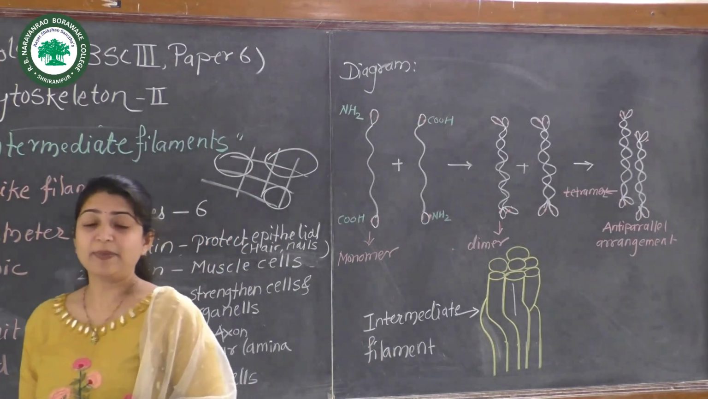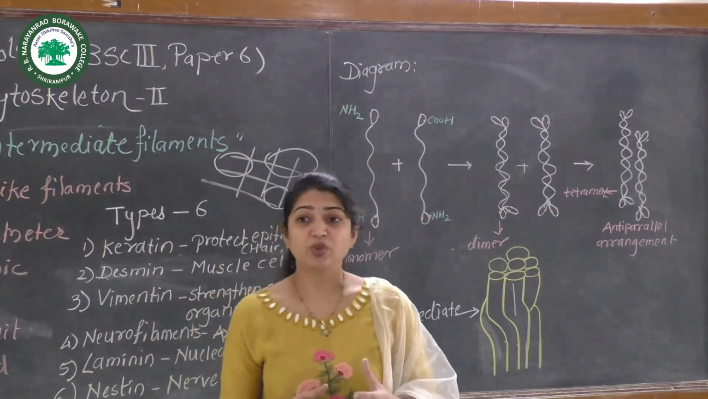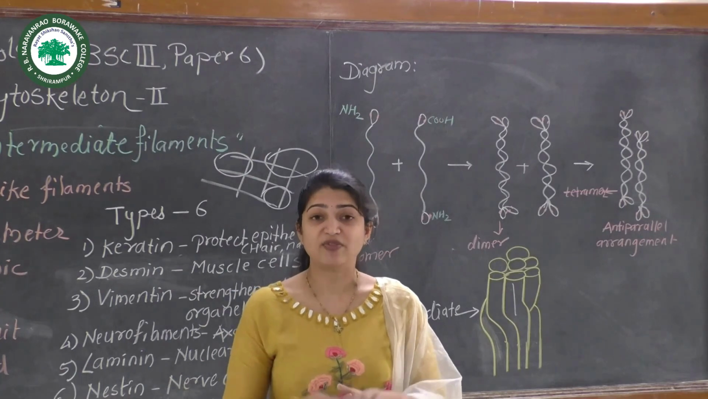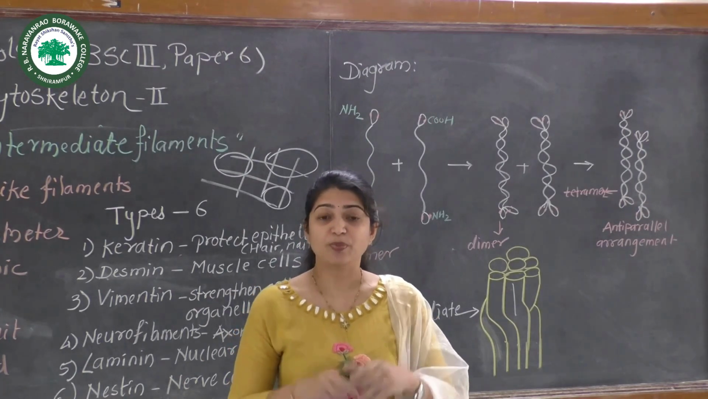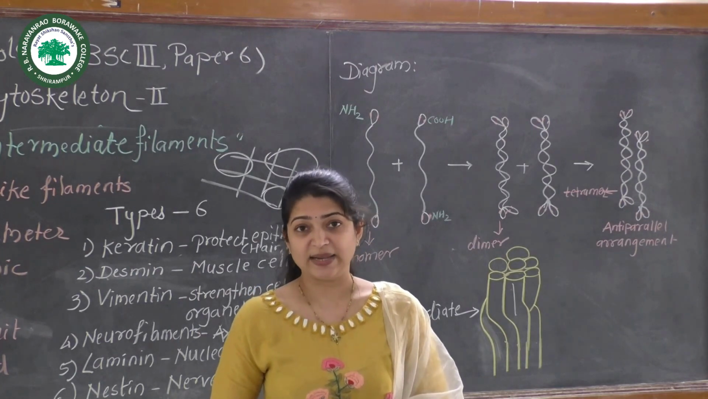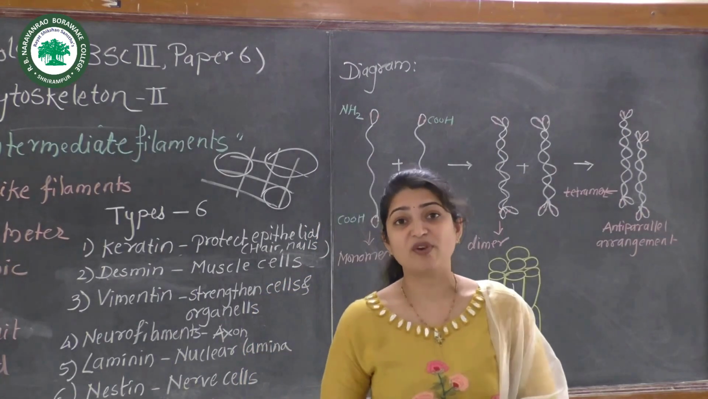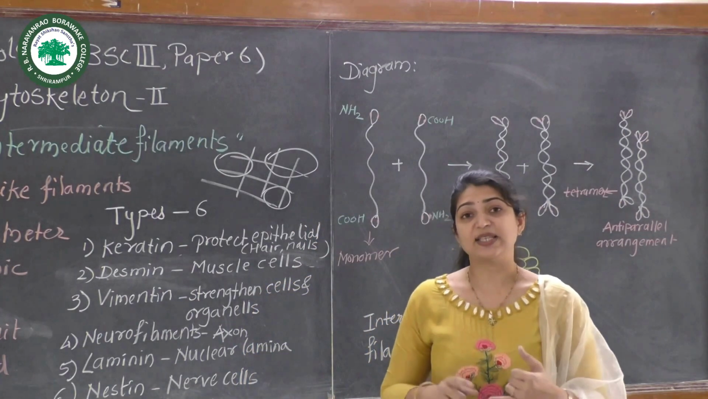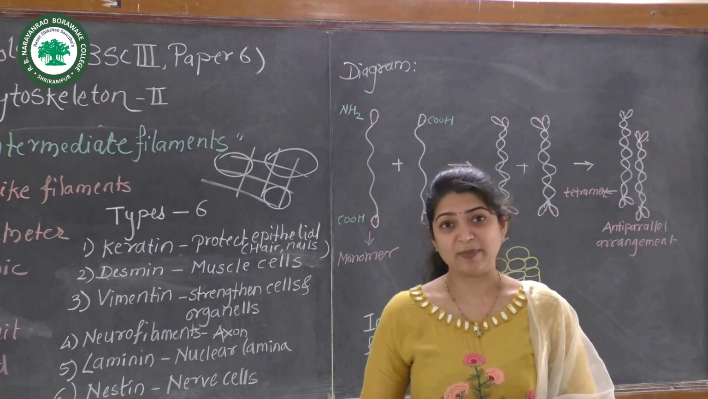This intermediate filament helps to make the structure of the cell very rigid, very tough and flexible, to protect the organelles and maintain the shape of the cell. So hope you have understood all three types of the cytoskeleton, that is, microtubule, microfilament and intermediate filament.